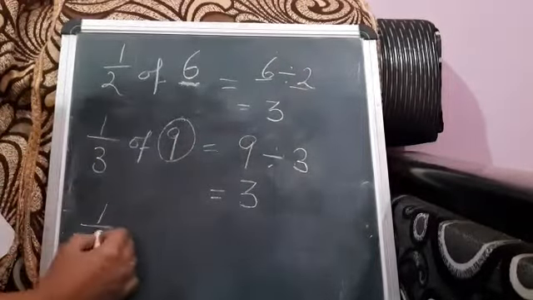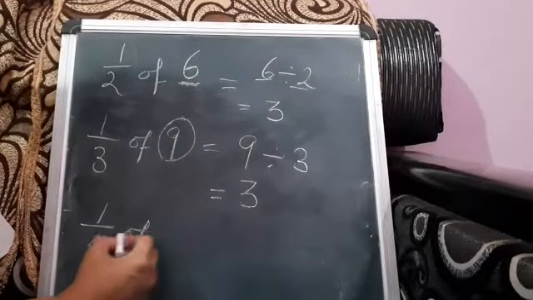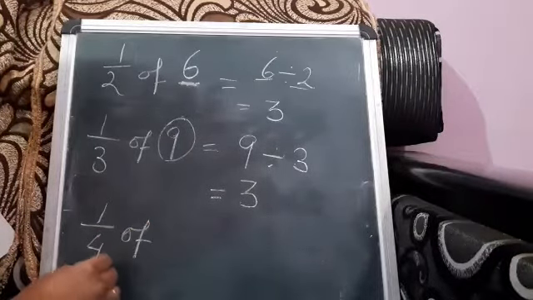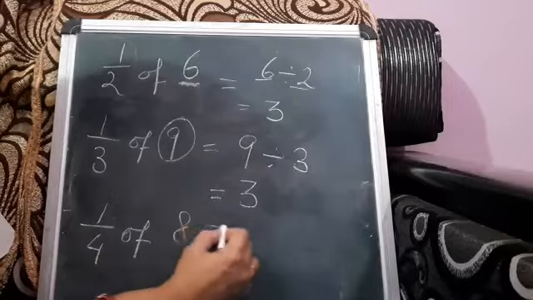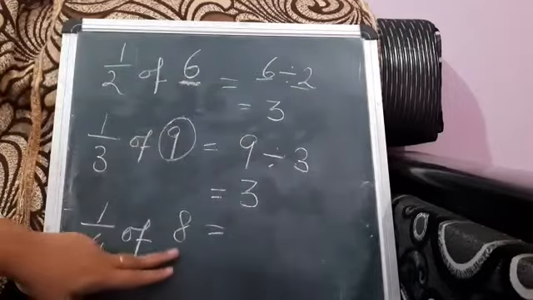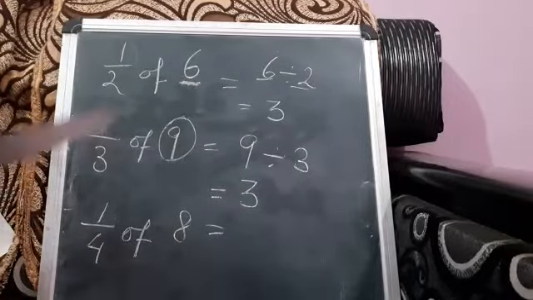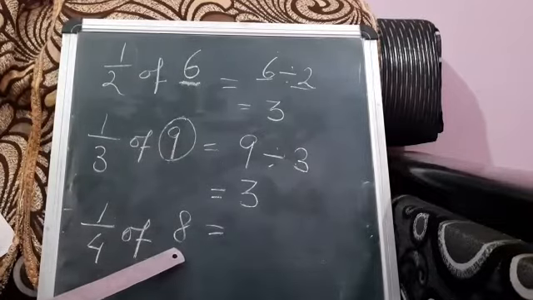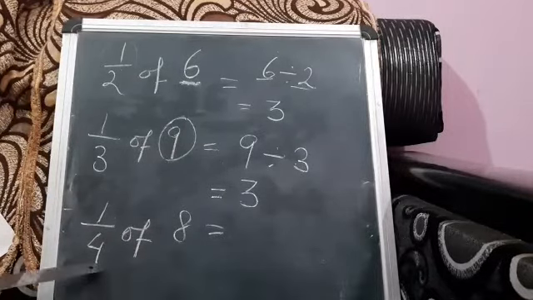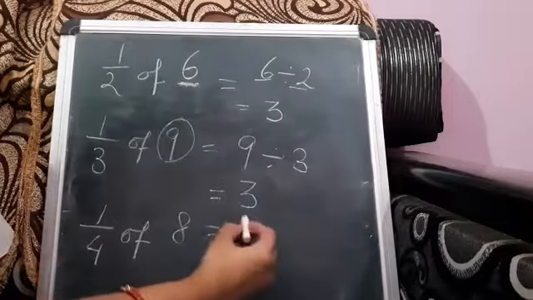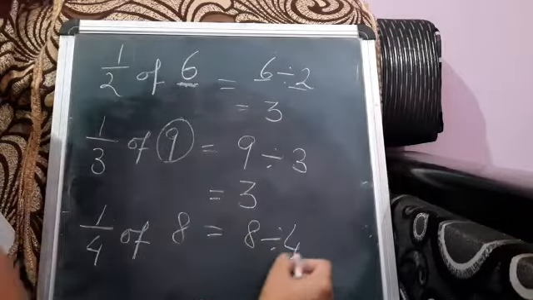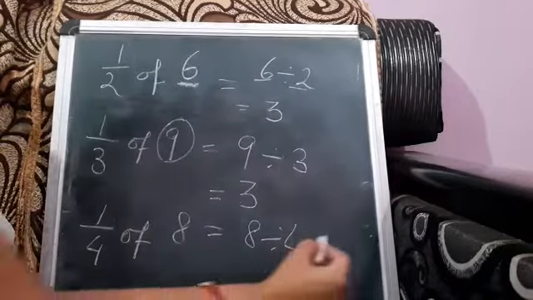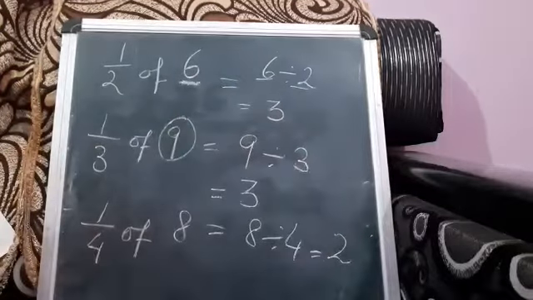Similarly, 1 by 4 of a part. So if I want to find out 1 by 4 of 8. Okay? For example, I am taking here 8. What does it mean? I have 8 things. मेरे पास 8 things हैं and I want to divide these 8 things into 4 equal parts. So I have to divide 8 by 4. What will I get? 8 divided by 4 is equal to 2.